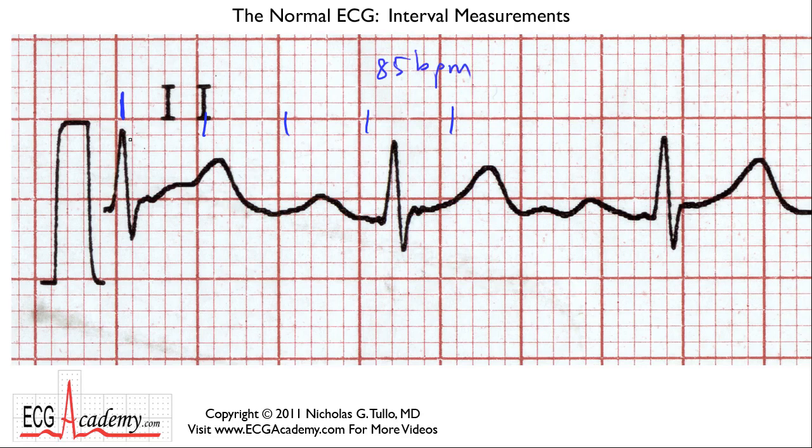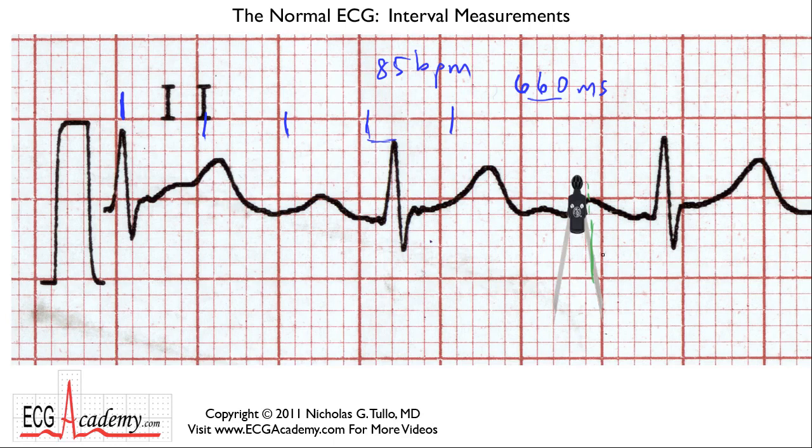If you want to measure an exact interval, we can count 200, 400, 600, and then another 60, because that's 1.5 small boxes. So that's 660 milliseconds. If somebody wants to take out a calculator and divide this into 60,000, you'll get exactly the rate. Let's leave that as a homework assignment, shall we? Okay, so there's the rate, there's your interval. The problem is it's hard to see exactly where the P wave starts. So you kind of have to look at a couple of beats and get a better sense.